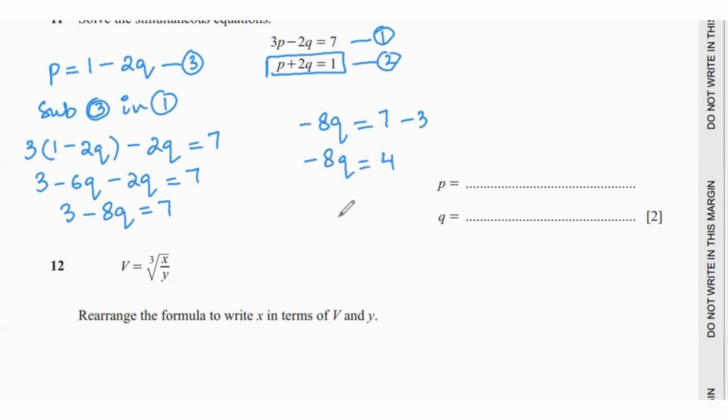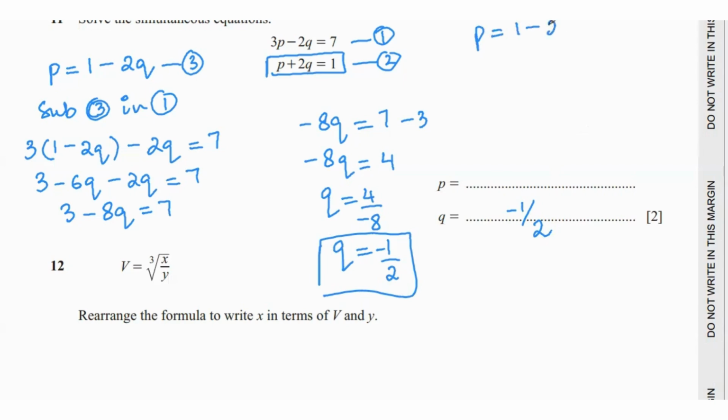That gives us 4. So Q equals 4 over negative 8. And that is negative 1 over 2. So that is one value. Now for P, we will substitute the value of Q in 3. So P equals 1 minus 2 times negative 1 over 2, which is 1 plus 1, because 2 times 1 over 2 is 1, and minus times minus is positive. So P equals 2. That's your answer.